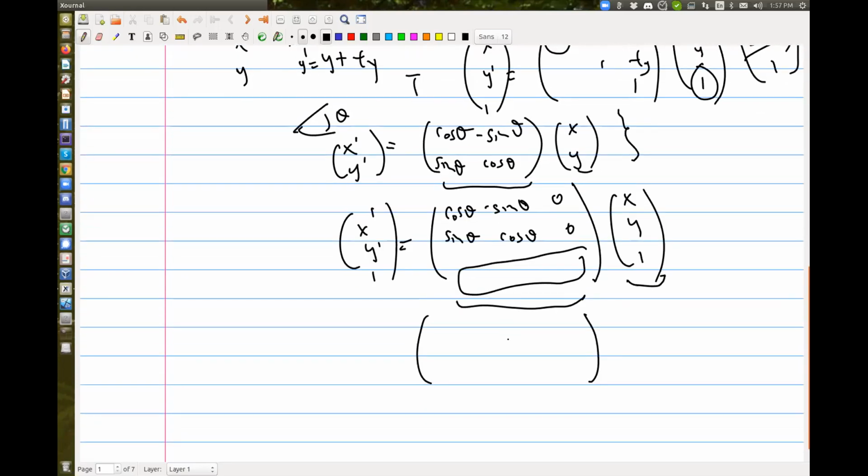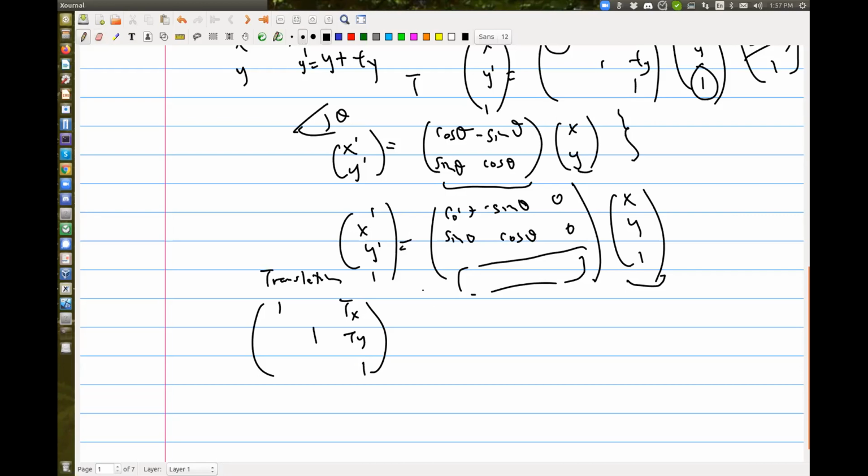I'm not sure if I should show a slide or put it down here. Okay, maybe I just quickly write it. So far we have seen translation. We'll have a form like that: the matrix with tx, ty, and one here. This is one translation. For rotation, I write above here cosine theta, sine theta, sine theta, cosine theta.